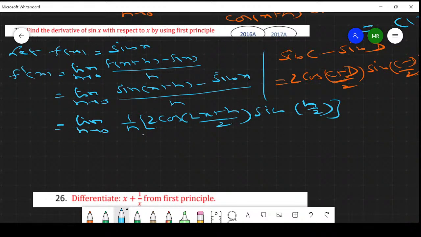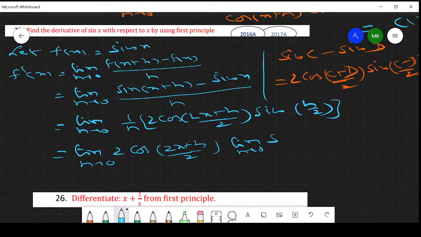Now applying the limit, I can write limit h tends to 0 of 2 cos of 2x plus h by 2, into limit h tends to 0 of sin of 1 by 2 into h. H by 2 means 1 by 2 into h. By this h I have taken here.